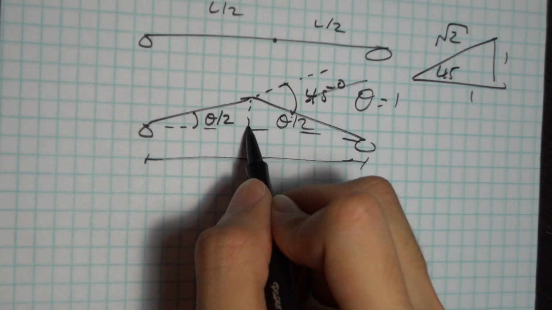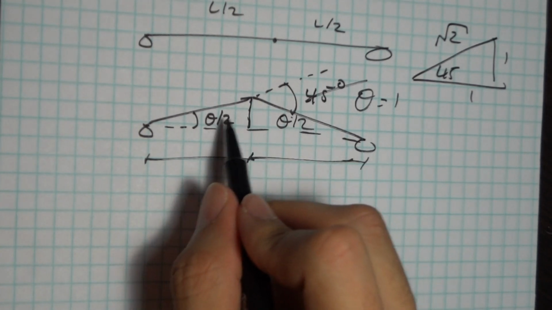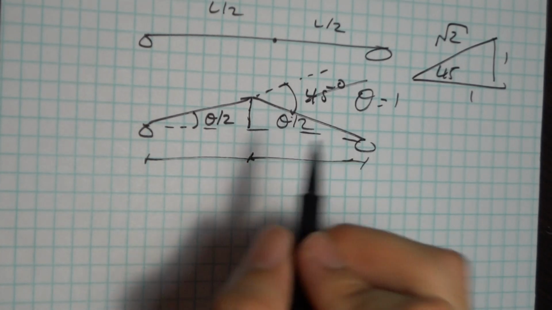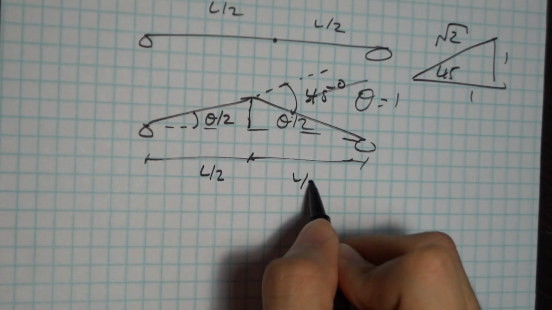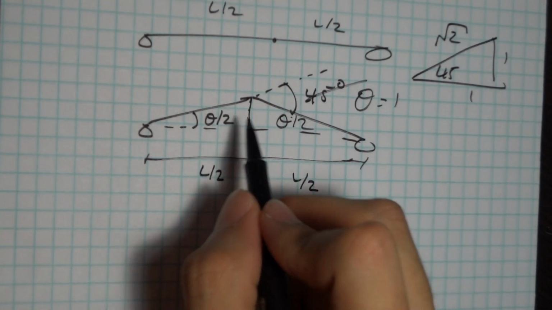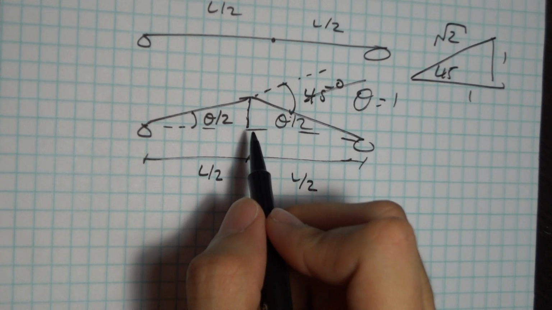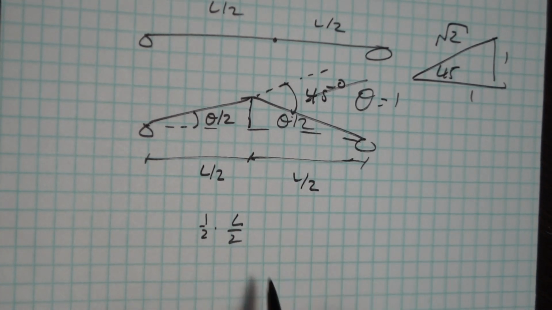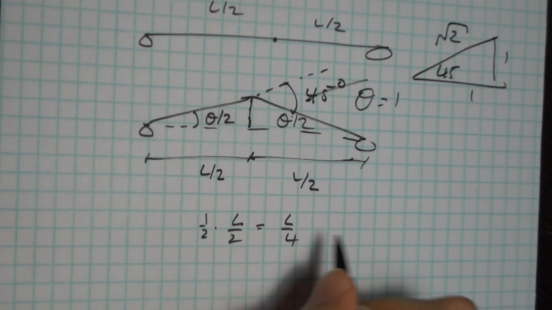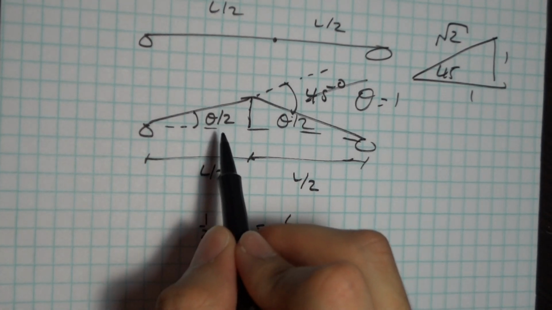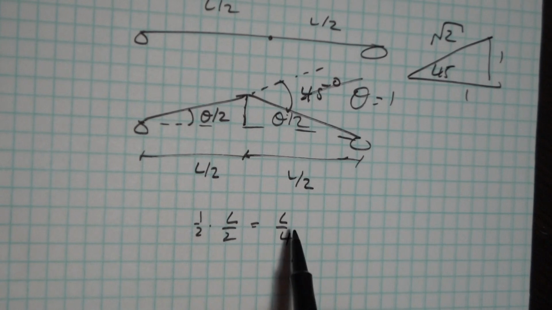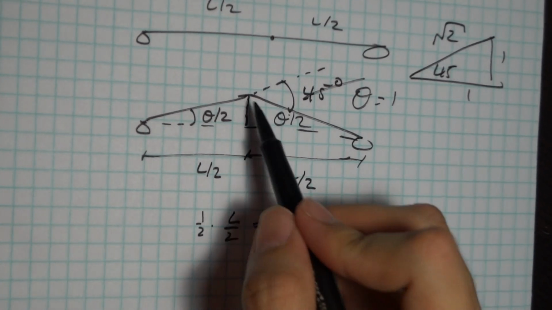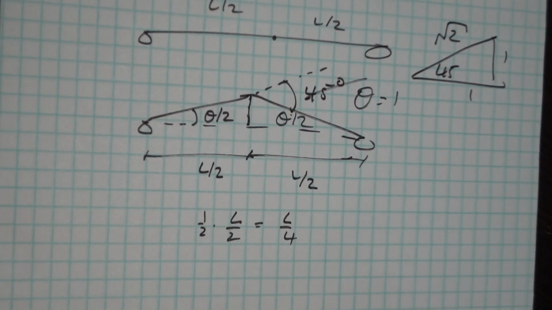You need to know this information in order to get the height of this on the moment diagram. This is L on 2 and this is L on 2. The height of this will just be 1/2 times L on 2. I took the coefficient of theta, multiplied it by the length, and that gave me my height.